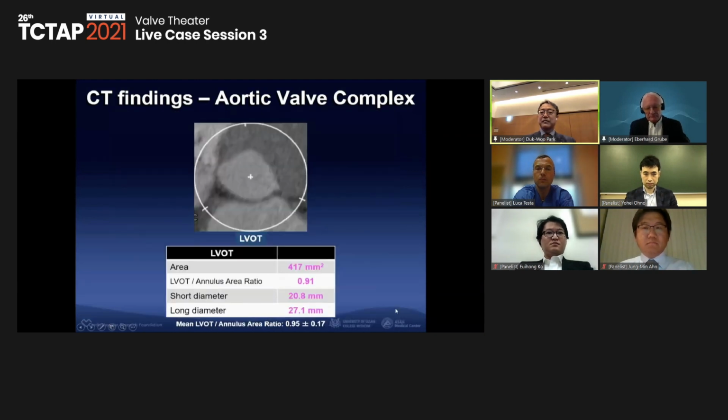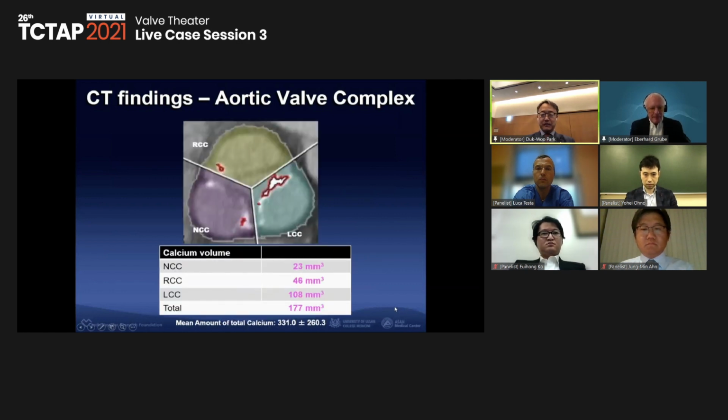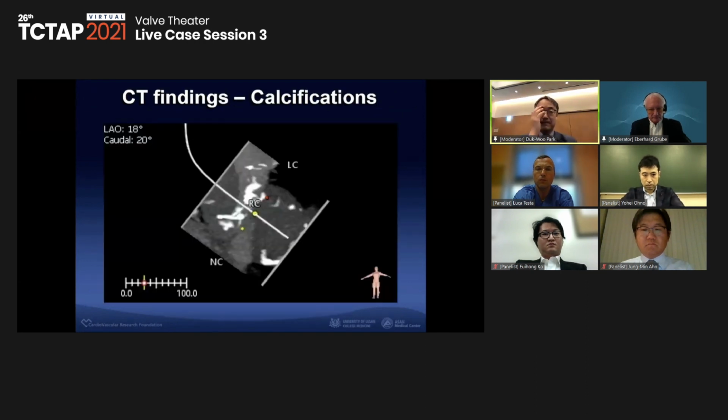This is the LVOT, not calcified. We always quantify the calcification amount, and in this patient, the total amount of calcification is 177. The mean amount of total calcium in the cases we have done so far is around 331. So this patient has a relatively small amount of calcification. This is a longitudinal analysis of the calcification. The distribution does not extend to the LVOT. A small amount of MAC is observed.